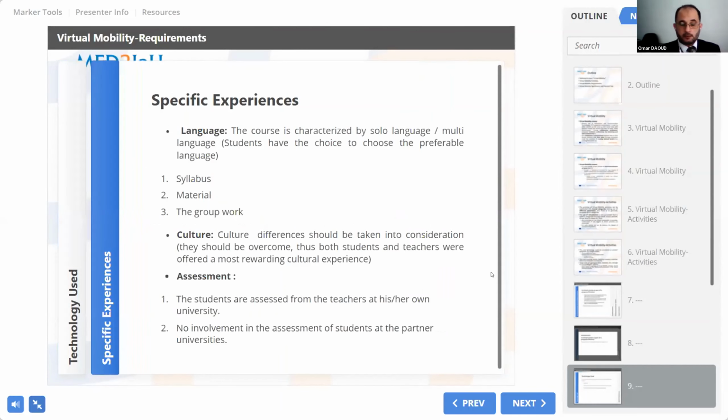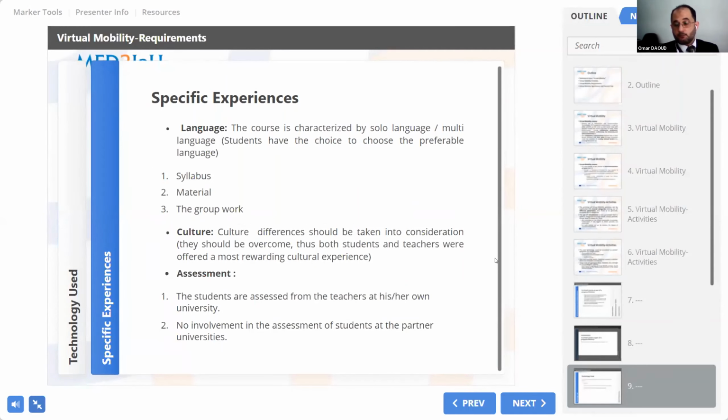For the specific experiences, it will be taken from different points of view, as Joseph says: the language point of view, the culture point of view, and the assessment point of view. For the language point of view, the courses could be categorized by solo language or multi-language. Students have the choice to choose their preferable languages, either in the syllabus, material, or the group work. From the culture point of view, cultural differences should be taken into consideration. They should be overcome. Thus, both students and teachers are offered a most rewarding cultural experience.